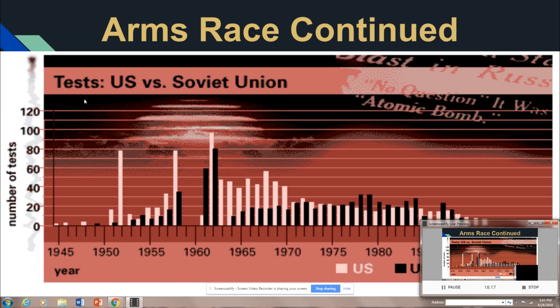Again, you can see here, these are tests that the US and the Soviet Union did. So you can see these periods of intense testing of nuclear and atomic bombs. And this is for the duration of the Cold War.